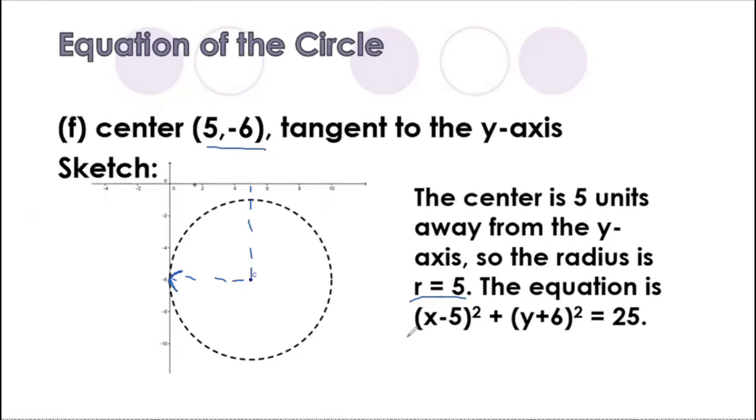Then gamitin na natin yung standard form. And that is (x - 5)² + (y - (-6))². So y minus -6 is also y plus 6 square. Okay? Then ang r natin ay 5. So 5 square is 25. Okay? So meron na tayo ngayong standard form of equation of a circle. And that's it.